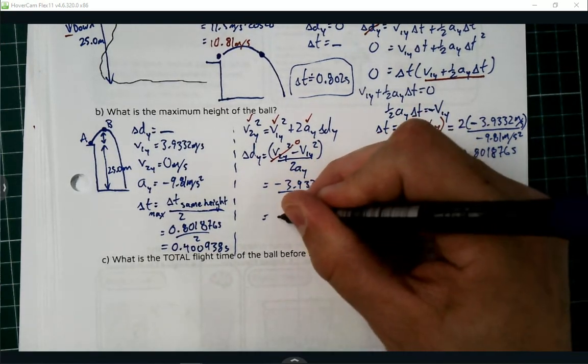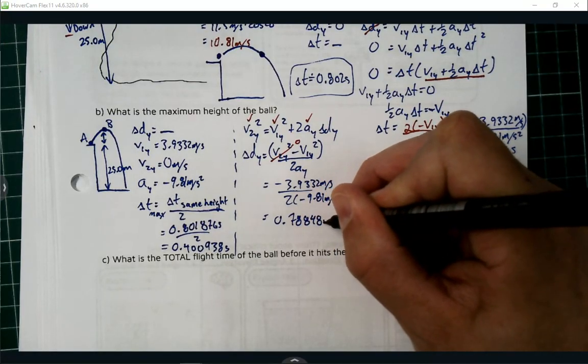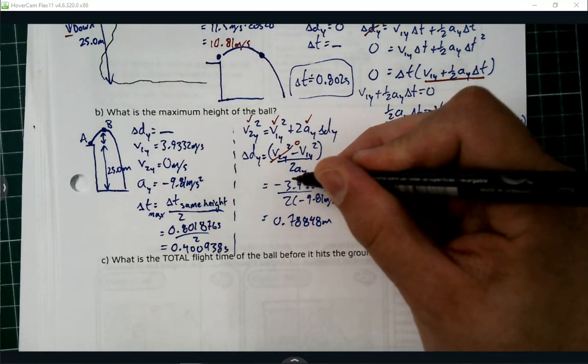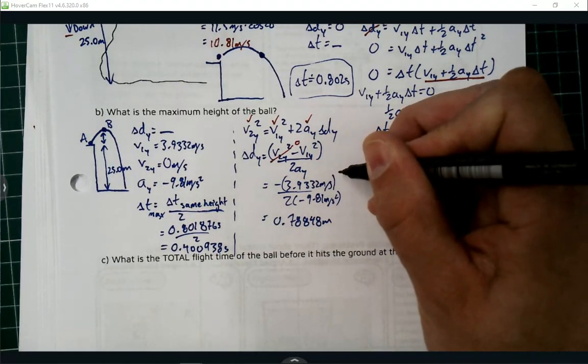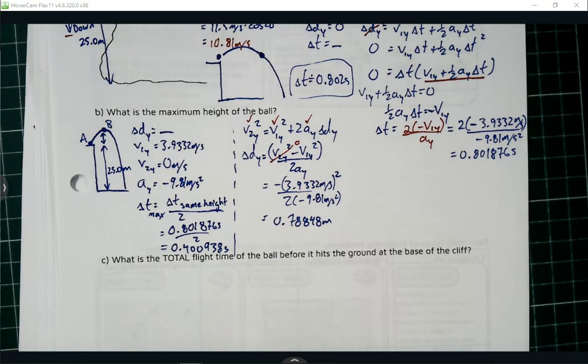And I get 0.78848 meters. Still less than a meter. Oh, you're right. The answer's correct, but I forgot to write down that it's squared. Thank you for calling me on that. But the negative signs do still take care of each other.